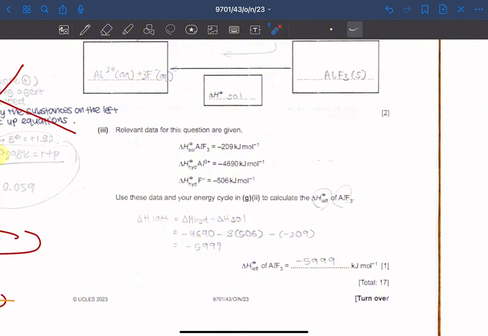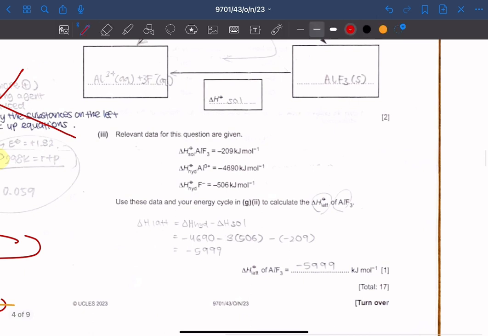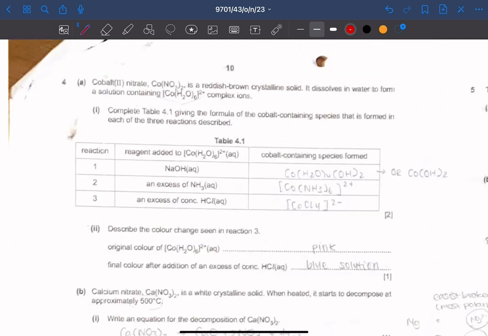Just insert them. Hydration is negative 4690 minus 3 times 506, because when we balance this AlF3, we require 3 F- ions, minus negative of the enthalpy change of solution. So we get negative 5999 for the lattice energy. So negative 5999 or negative 6000. Okay, moving on to the next question.